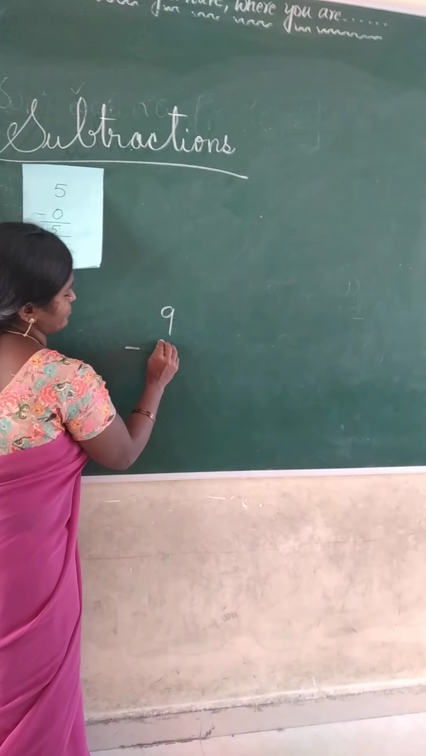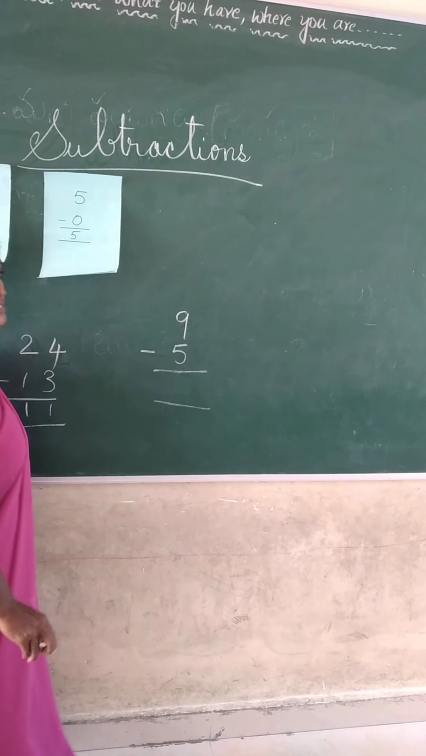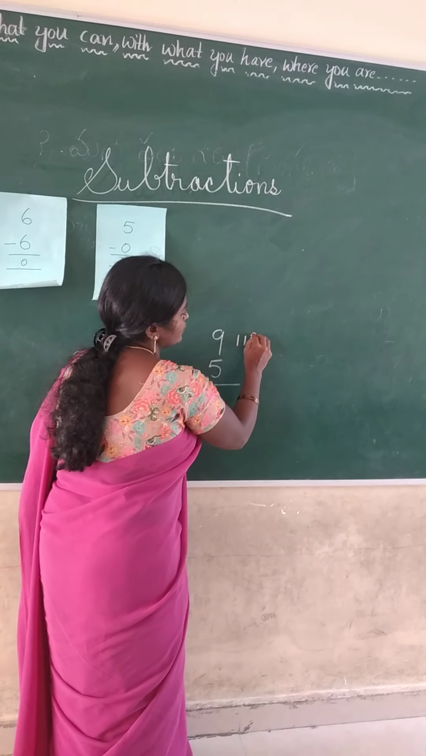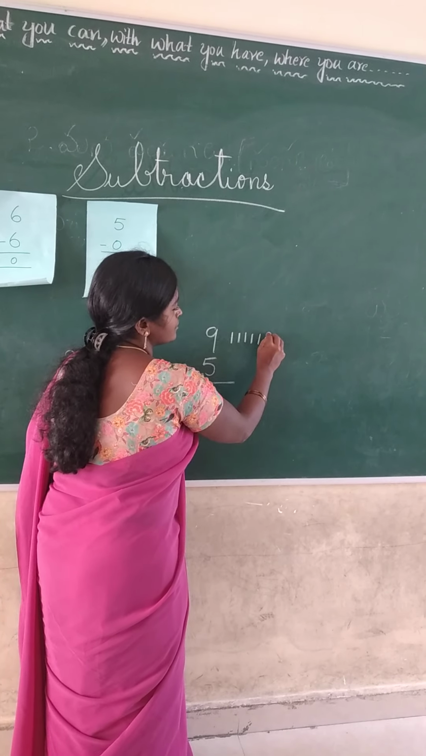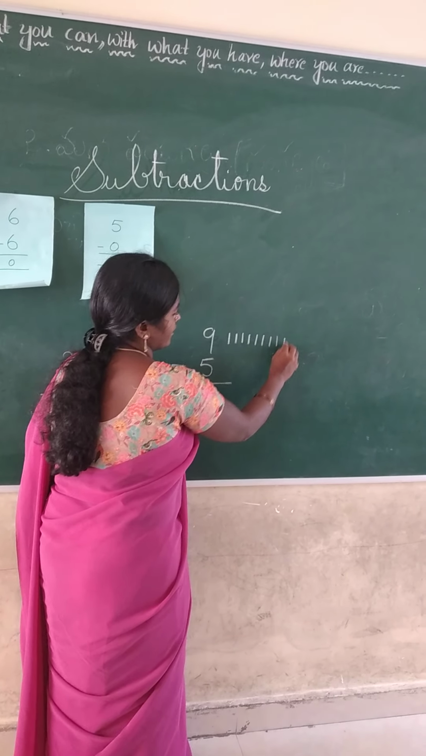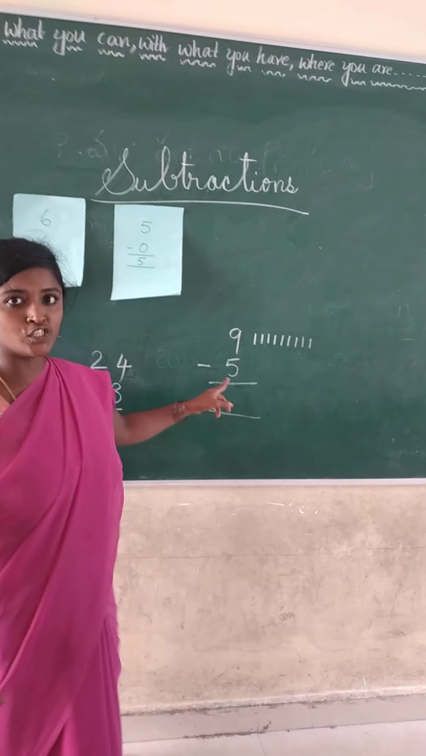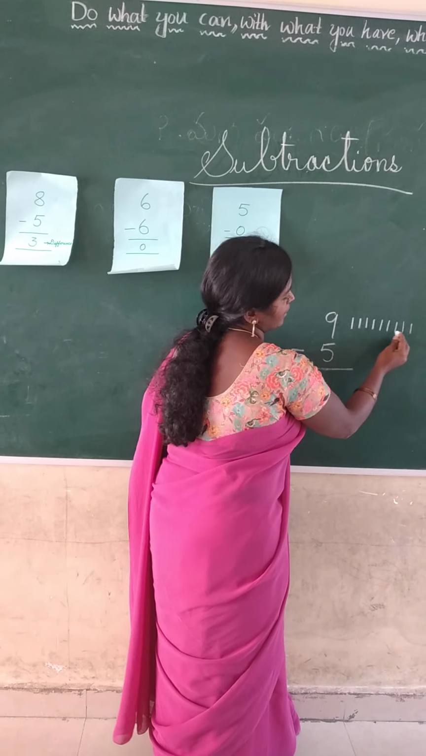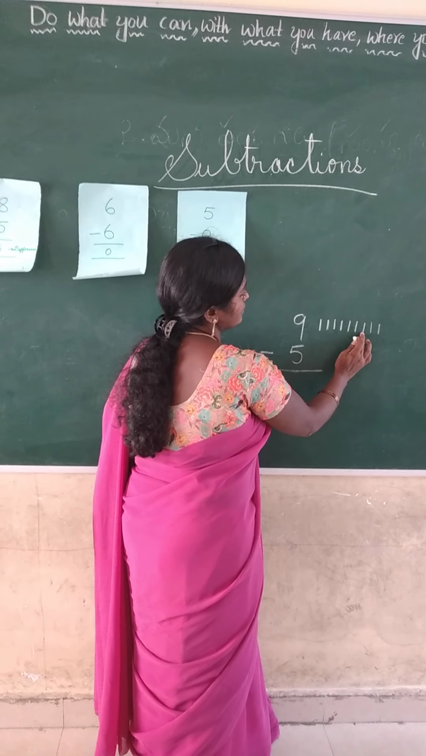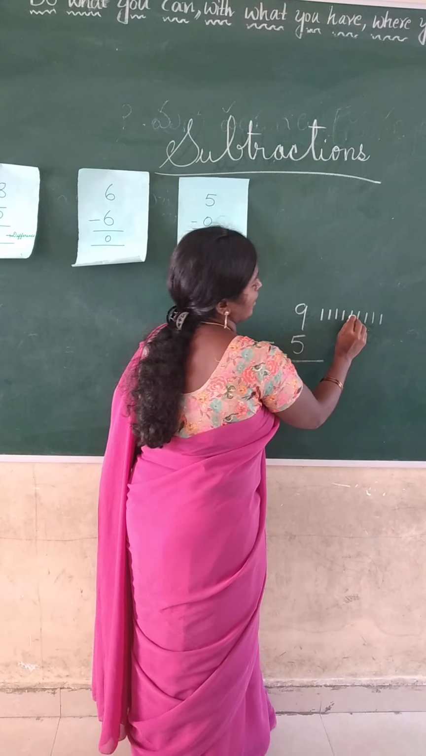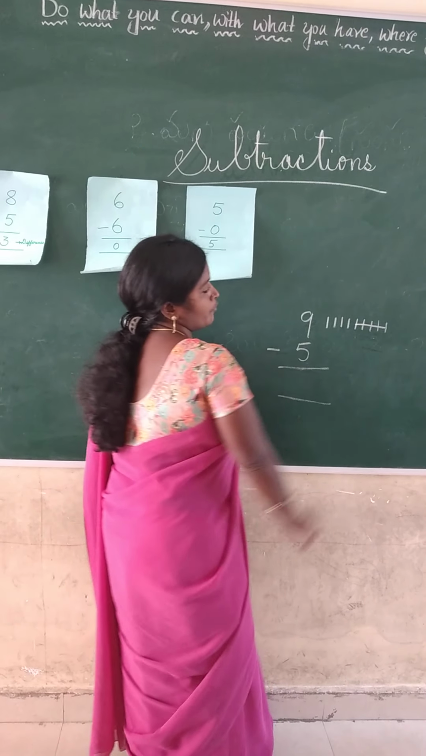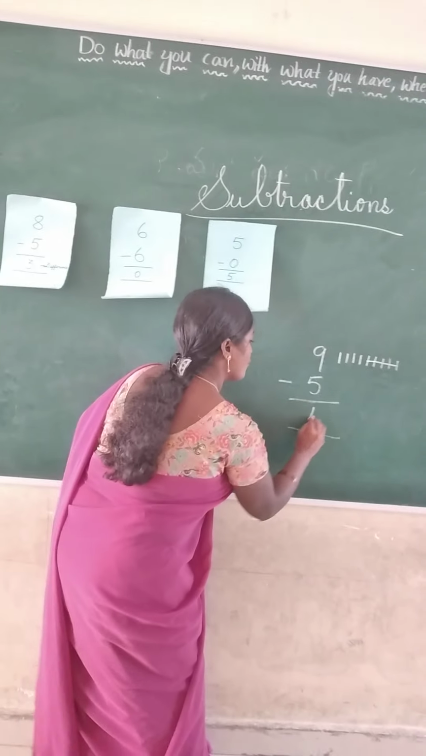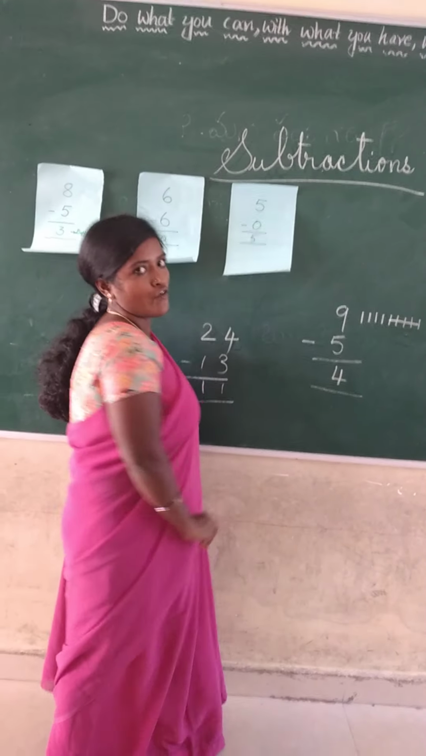Minus 5. Okay? 9 minus 5. Here I will draw 9 lines: 1, 2, 3, 4, 5, 6, 7, 8, 9. Okay, see? Minus 5. So now I will cut 5 lines here. I will cut 1, 2, 3, 4, 5. How many lines are left here, children? 4. So the answer is 4.